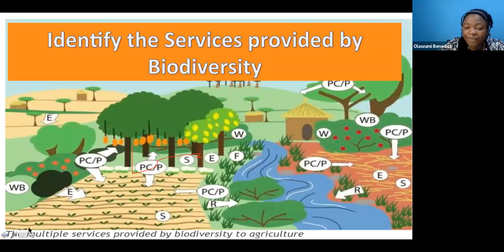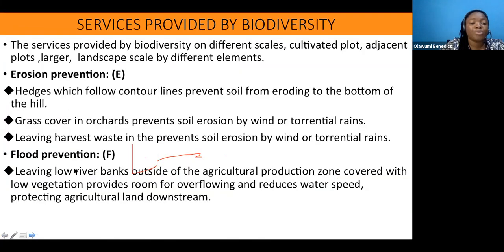The HEF stands for flood prevention. The HEF, we can see HEF here. It stands for flood prevention. What do we mean by flood prevention? This is an area of low river banks outside of the agricultural production zone, covered with low vegetation, which provides room for overflowing and reduces water speed, protecting agricultural land downstream. Many people want to use all their land, they want to grow on everything. No, and in doing so, you try to destroy some of this natural ecosystem.